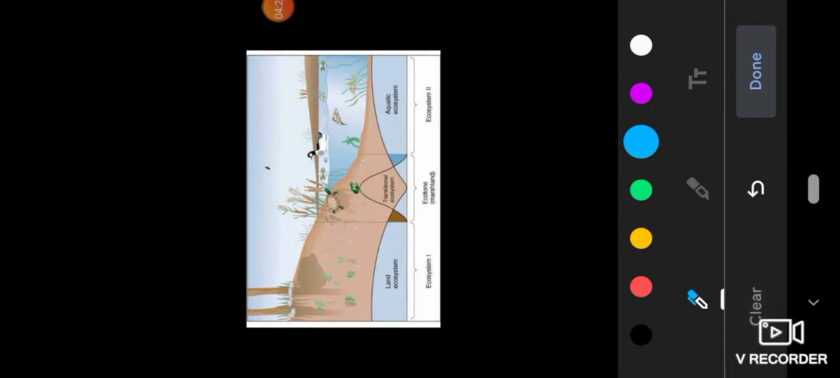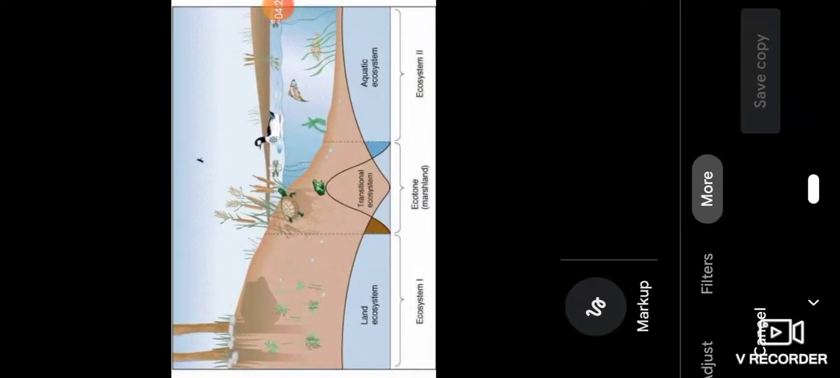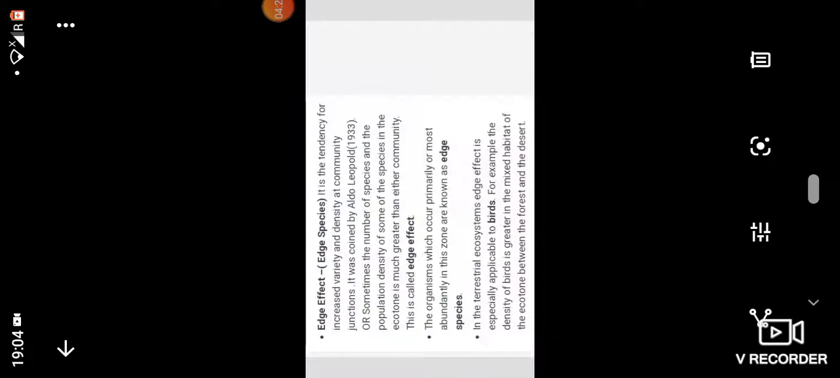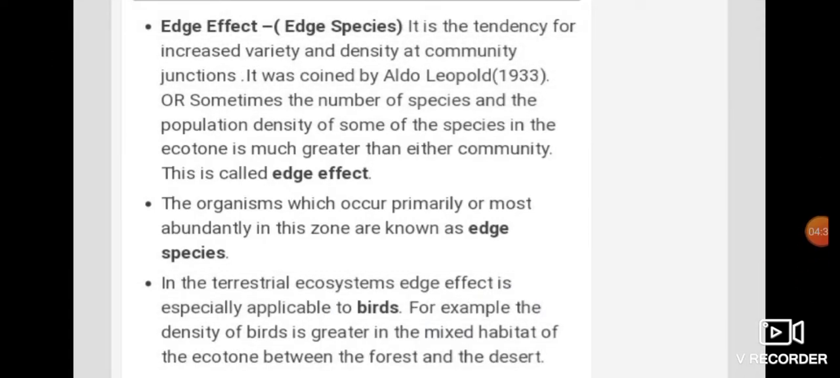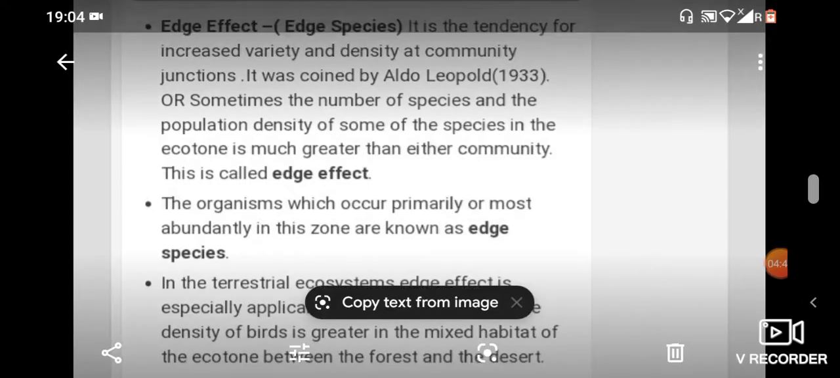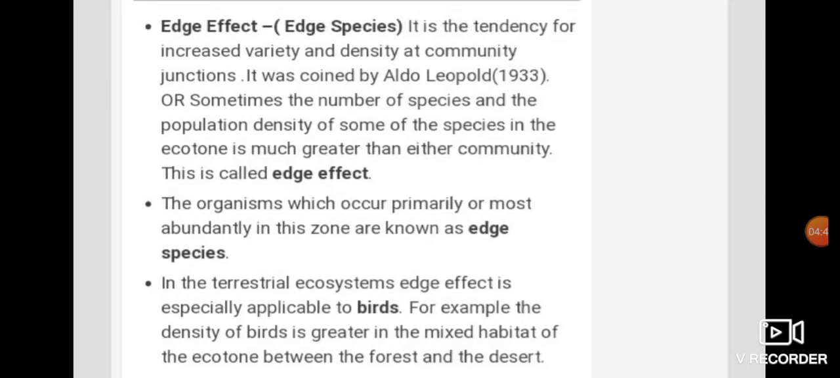Okay, so next we'll discuss the edge effect. So what is the meaning of edge effect? It is a tendency for increased variety and density at community junctions. It is obvious that when there is the intermediate stage, that is the mixture of two communities or two ecosystems, the variety will be more, the variation will be more, and the density also will be more. Okay, so it was coined by Aldo Leopold.